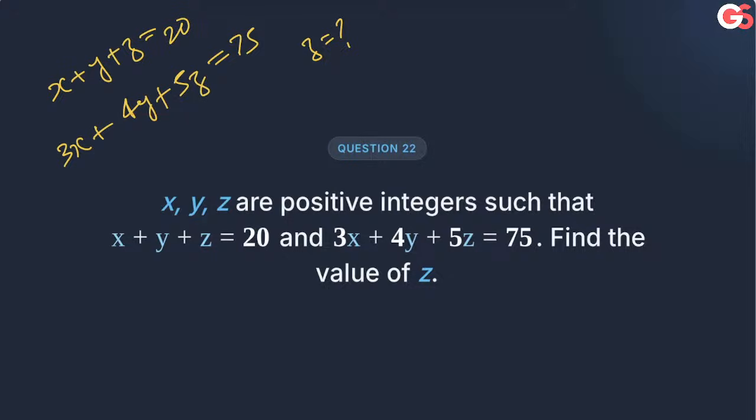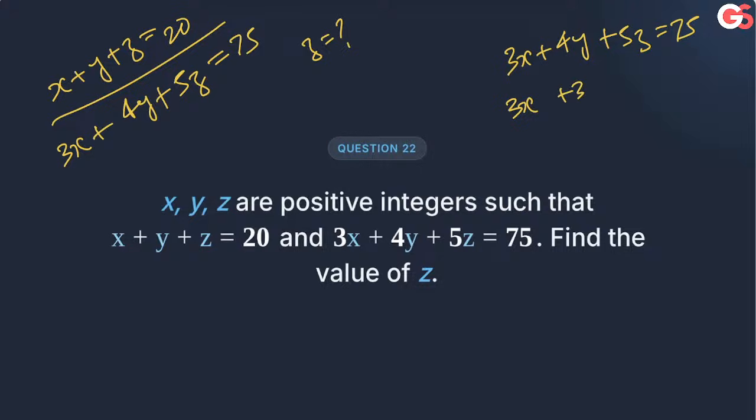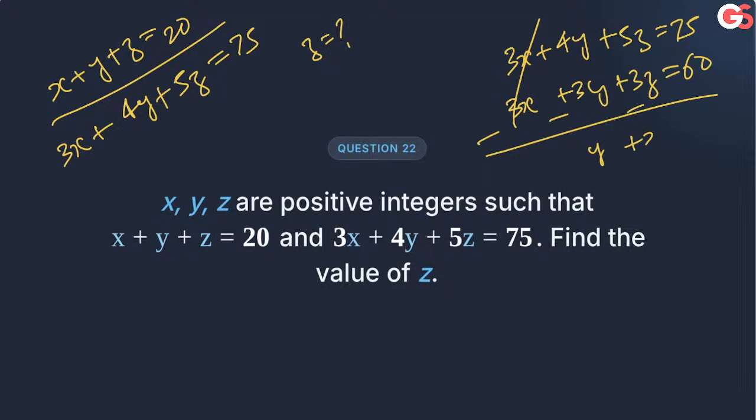The same way we can do it. So 3x plus 4y plus 5z is 75. Multiply this thing by 3. So I'll get 3x plus 3y plus 3z is equal to 60. Then subtract it. X goes away. We'll be having y plus 2z is equal to 15.